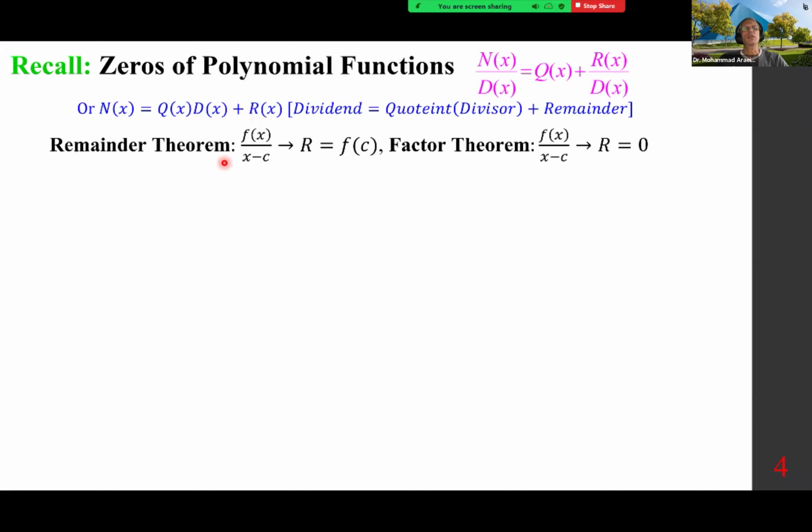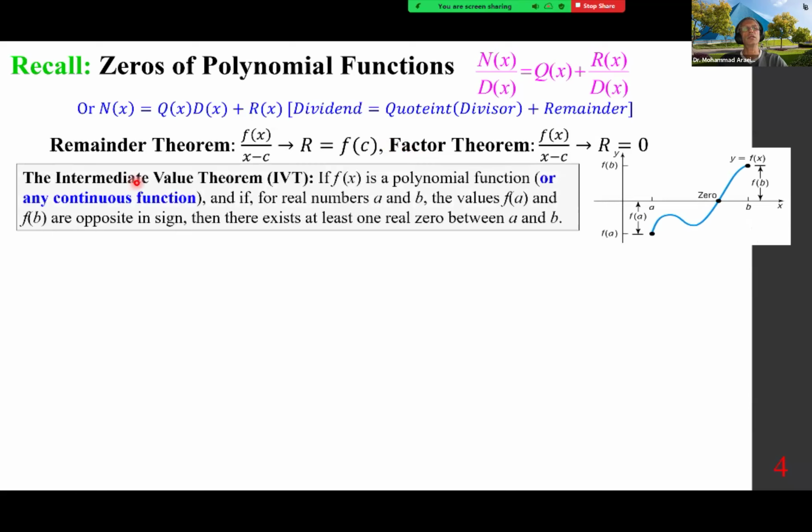The remainder theorem indicates if you're dividing f of x by x minus c, r is simply f of c. Plug it in and evaluate f of x at c. And if that remainder is 0, the remainder theorem becomes the factor theorem.